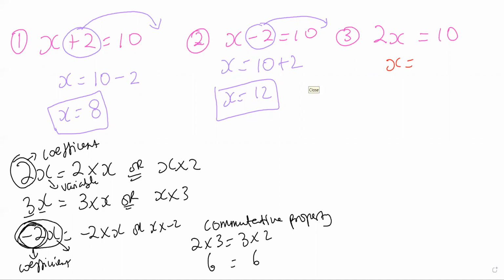Divide by? 10 divided by 2, right? So the inverse of multiplying by 2 is dividing by 2. So x is equal to 10 divided by 2, right? But you can write it like this as well. I prefer to write it like this, 10 over 2, right? So you can cancel off or you can leave it as a fraction.